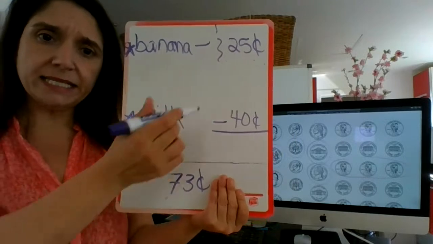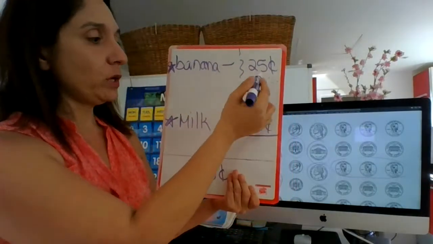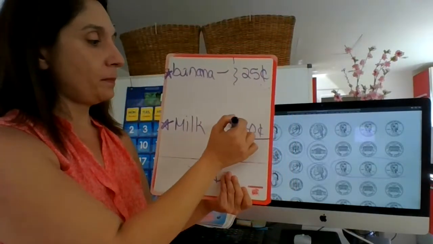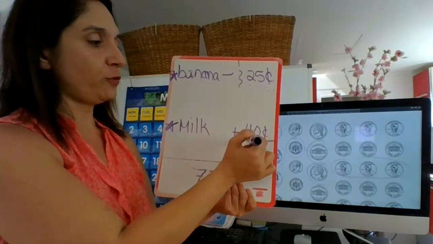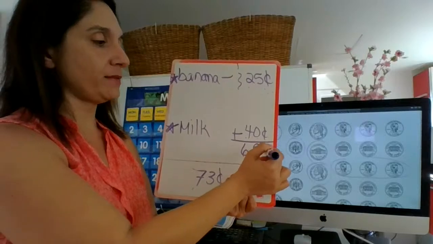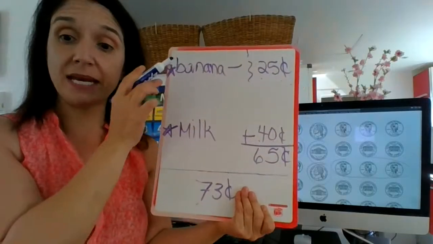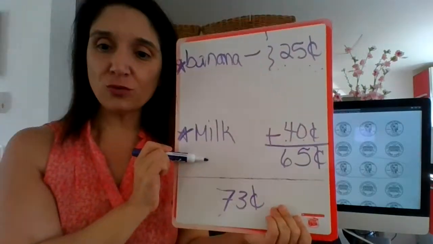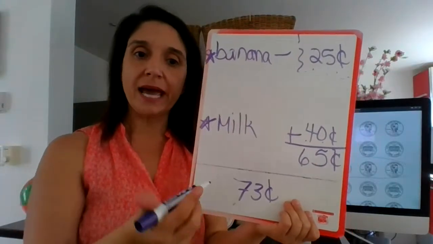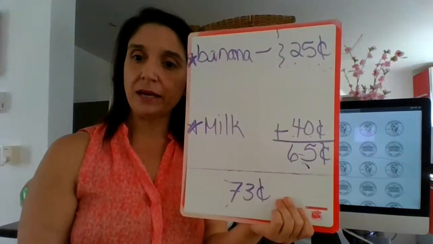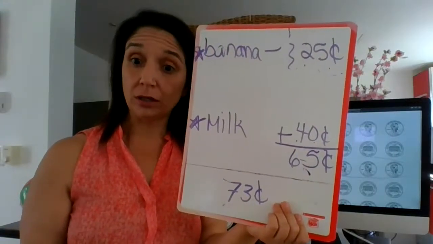What do you think? Let's see. So I'm going to have 25 cents and 40 cents. So 5 plus 0 is 5. 2 plus 4 is 6. So if I want to buy a banana and milk, you're right, Brittany. Good job. I will have enough money to get the banana and the milk.